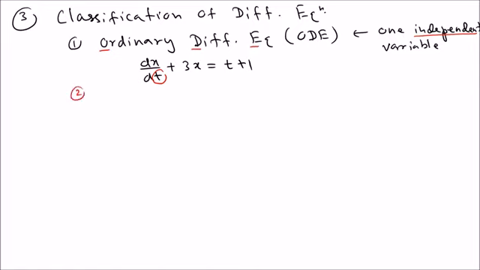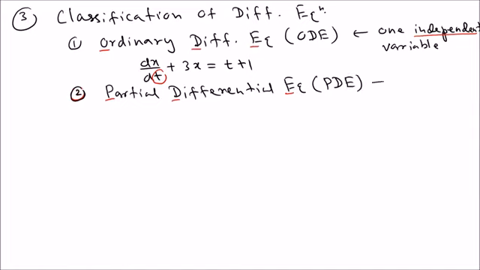And then the next type is what we call the partial differential equation. Partial differential equations, or we call this a PDE. That's a shortened form for that. PDE, partial differential equations. So what we have is more than one independent variable. Sometimes space and time, those are the two common independent variables.